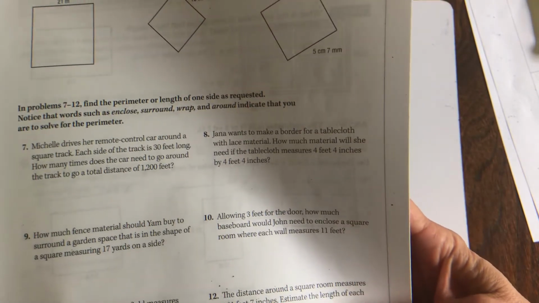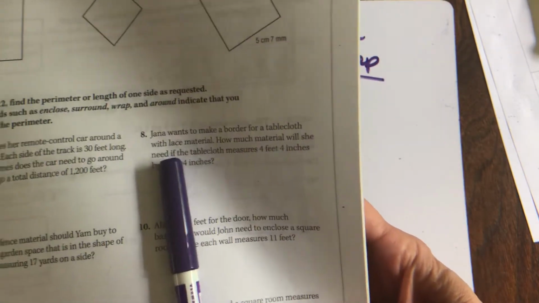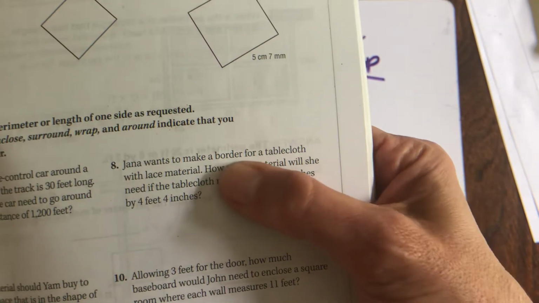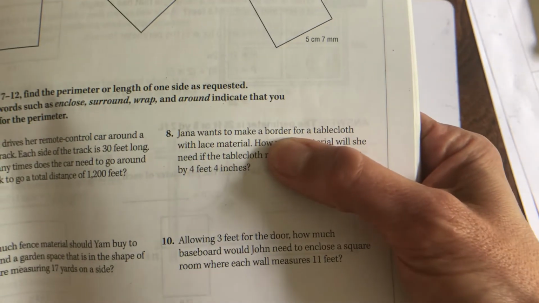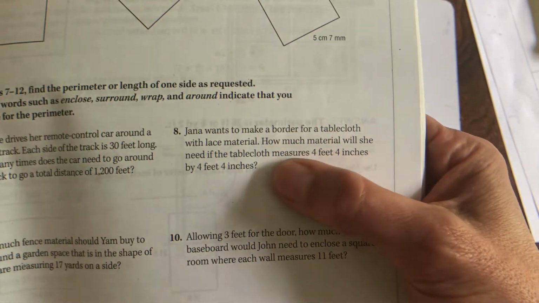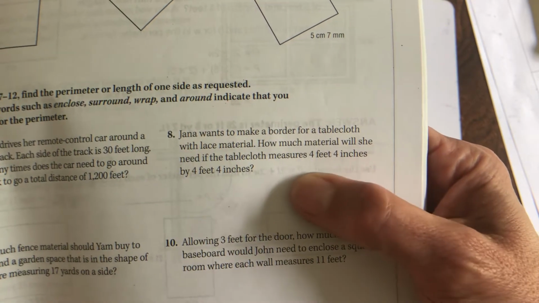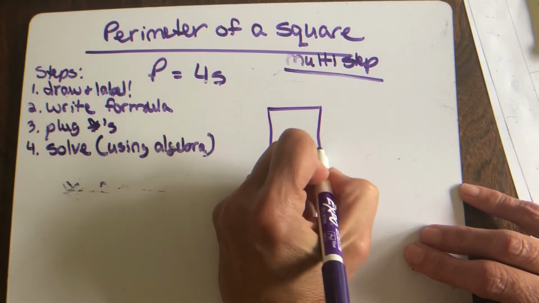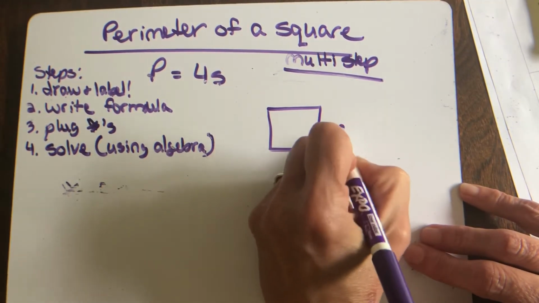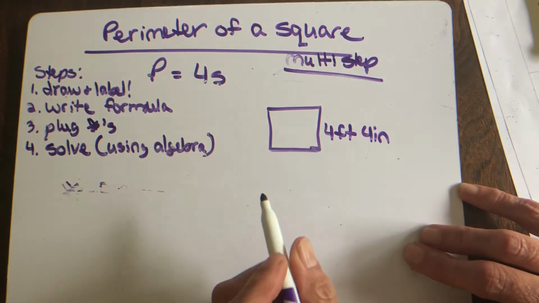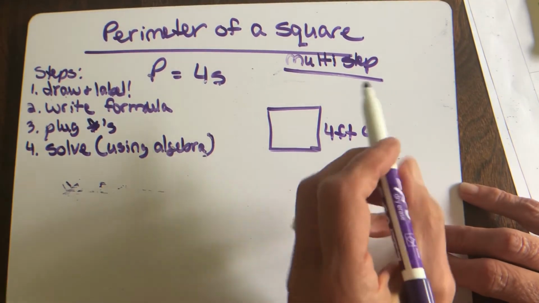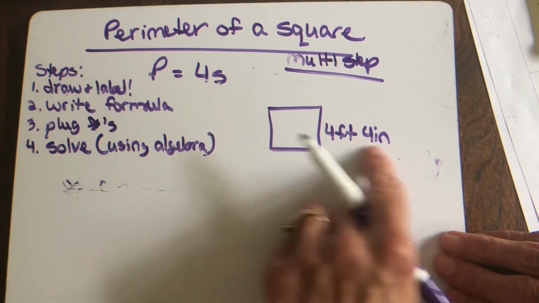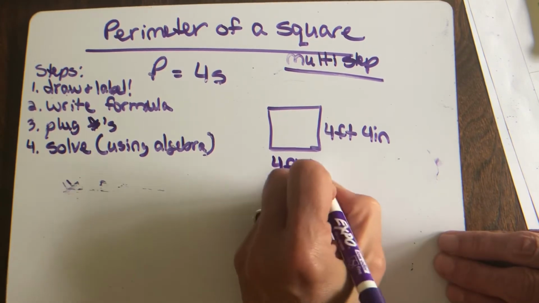Okay, here is number 8. Jana wants to make a border for a tablecloth with lace material. There's your keyword, border. Okay, you're thinking perimeter. How much material will she need if the tablecloth measures 4 feet 4 inches by 4 feet 4 inches? So it measures the same on each side. That was your giveaway that it was a square. When they put the word by in there, it means that one side measures that and another side measures that.